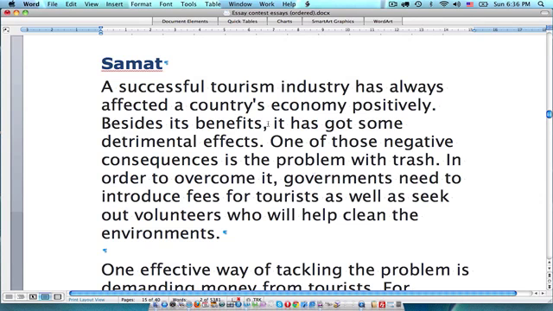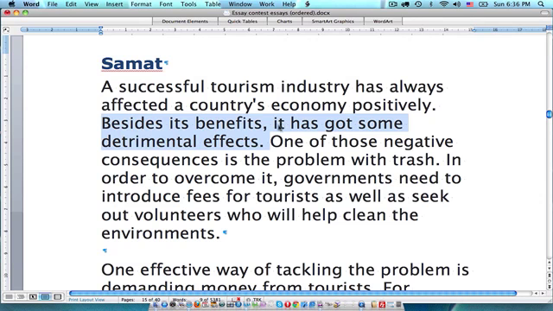So we have, okay, a successful tourism industry has always affected a country's economy positively. Besides its benefits, it has got some detrimental effects. Now, this sentence is okay, but sometimes, when you're using a word like "it's" to refer to information before it, it flows better if you don't use the same pronoun "it" to refer to "its." Do you know what I mean?